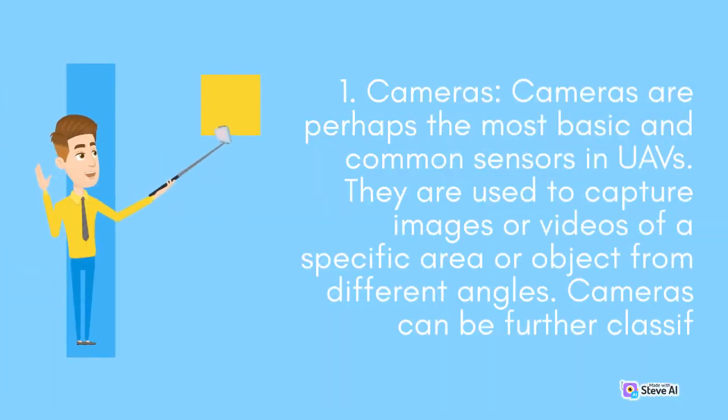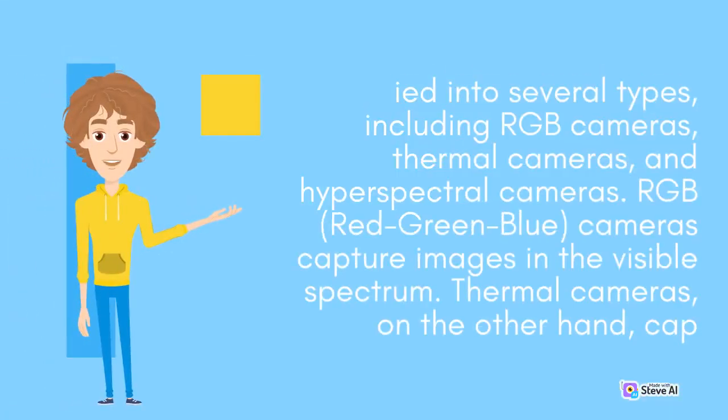1. Cameras. Cameras are perhaps the most basic and common sensors in UAVs. They are used to capture images or videos of a specific area or object from different angles. Cameras can be further classified into several types, including RGB cameras, thermal cameras, and hyperspectral cameras.